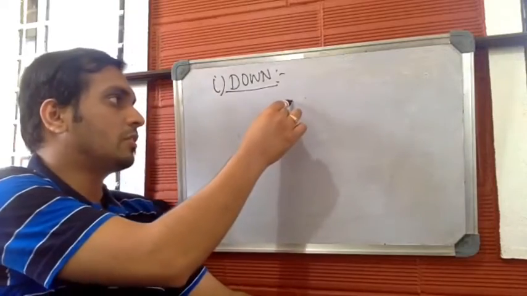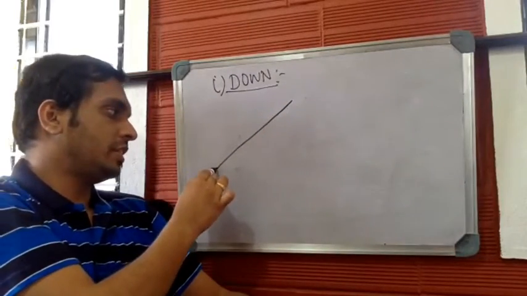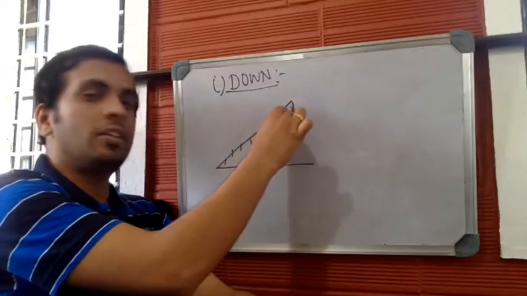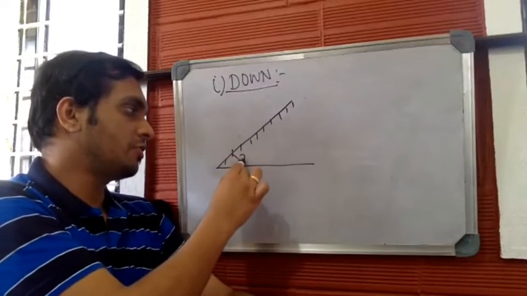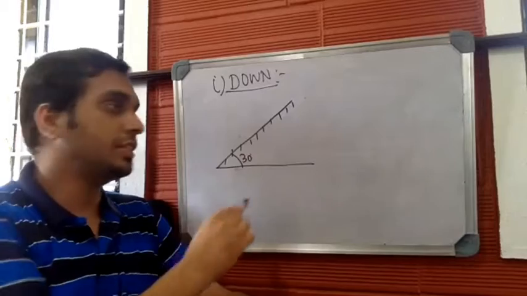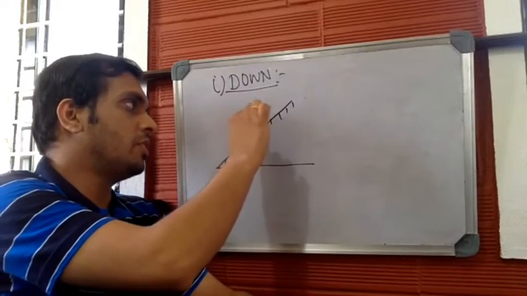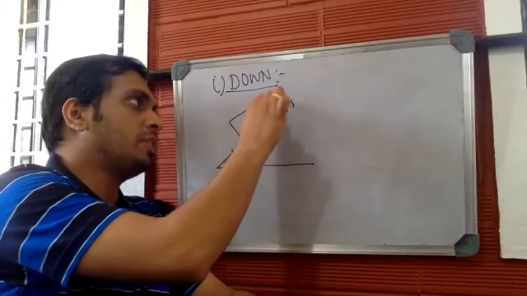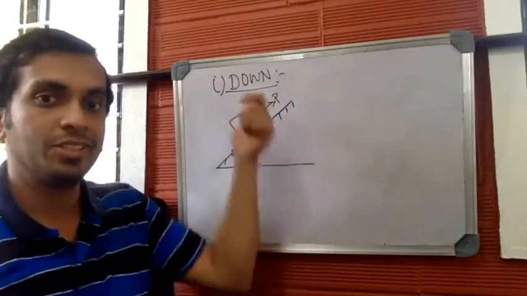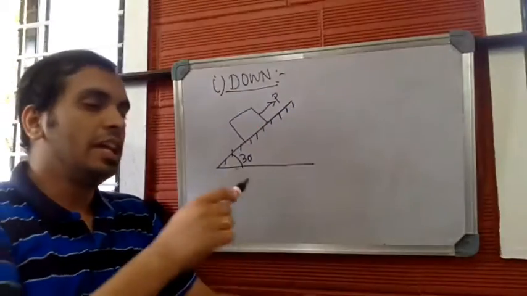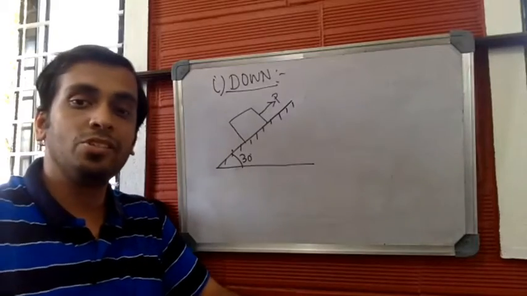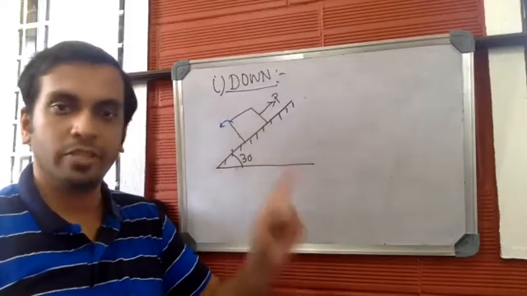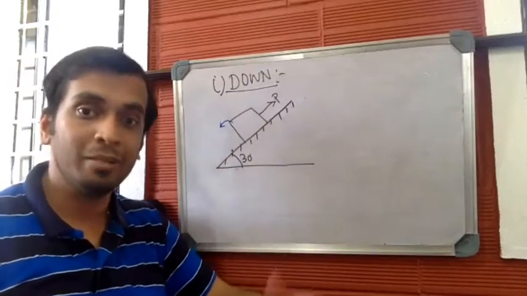Let me draw the drawing. If this is the inclined plane, of inclination 30 degrees, this is the body. And let this be the external force P, which is unknown and which is to be found when the body impends down. Even though the external force acts up the plane, the body impends down the plane.